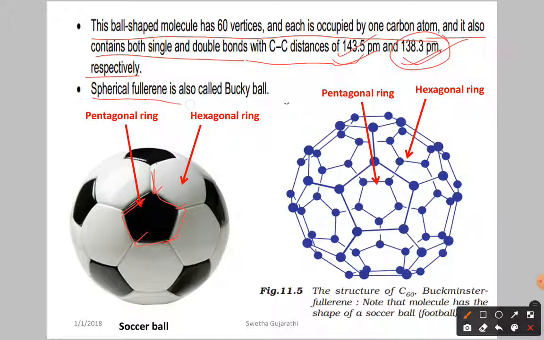Spherical fullerenes are called buckyballs. As we told, the 60 carbons are arranged in a spherical shape. We have different shapes, but if you have the spherical shape, that type of fullerene is called a buckyball.